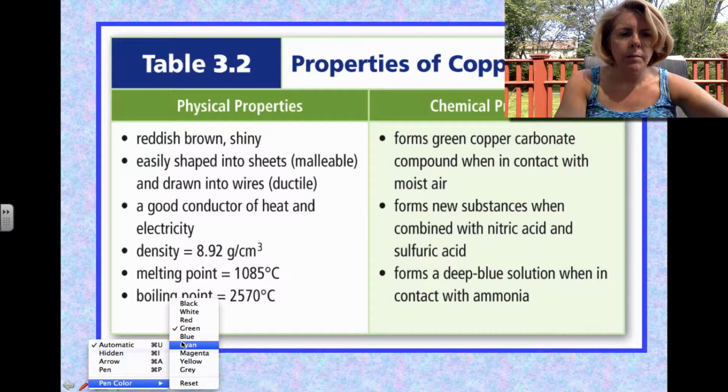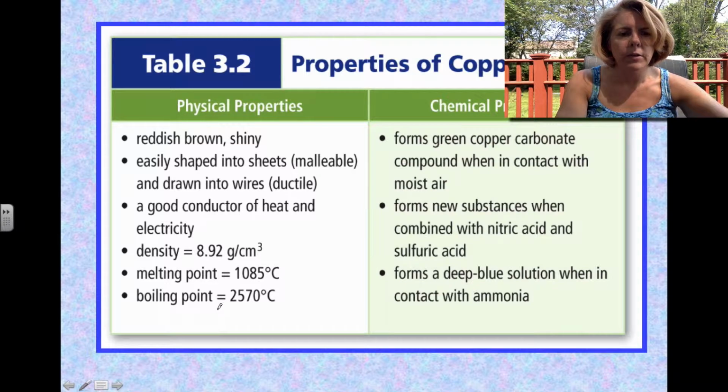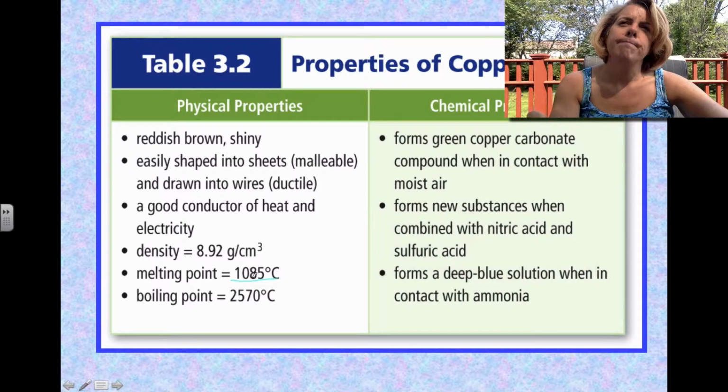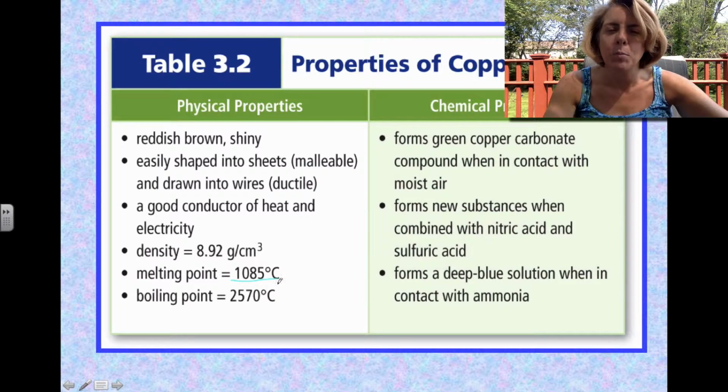It has a melting point, a boiling point. Notice that the melting point is very high. So remember we talked about solids, they have a high level of attraction to keep those molecules in place. That's why it has a very high melting point.